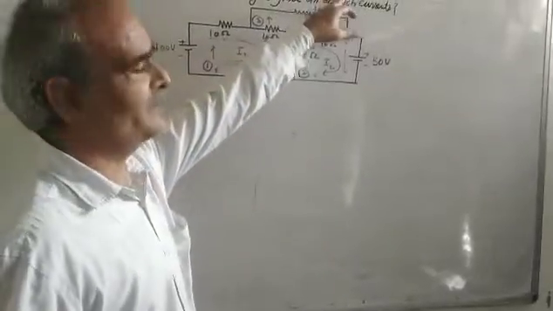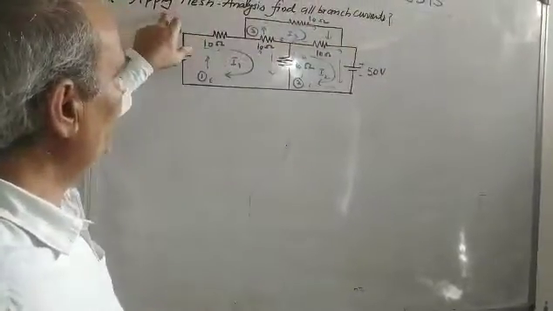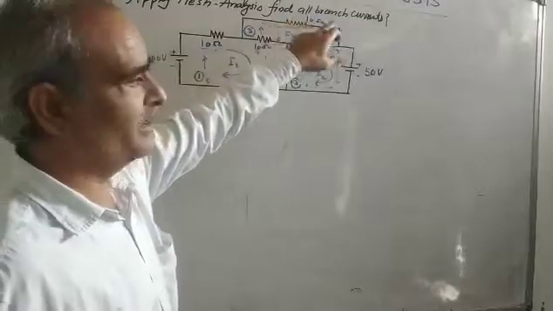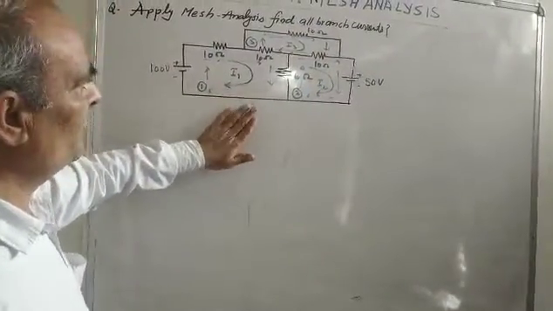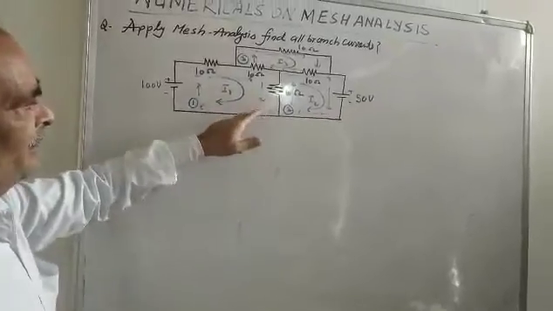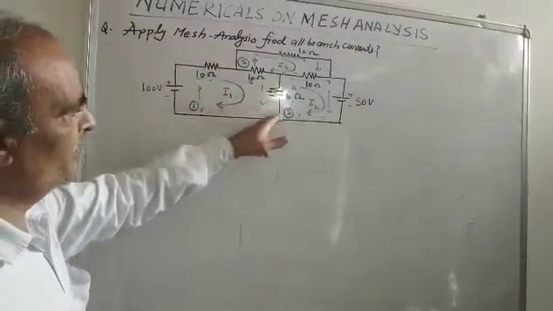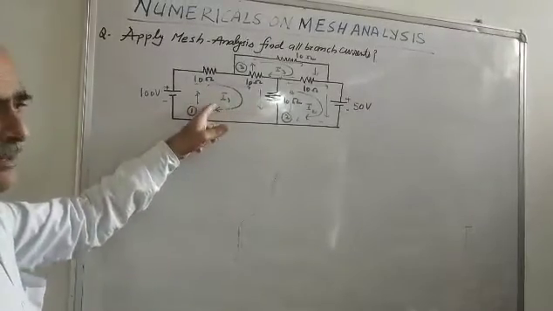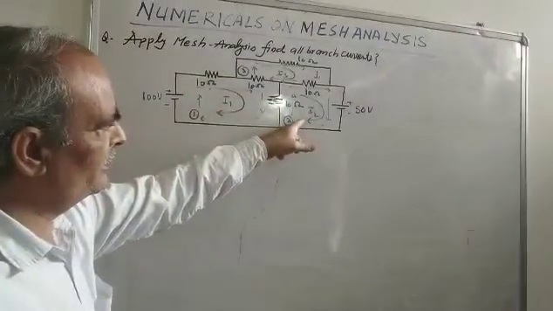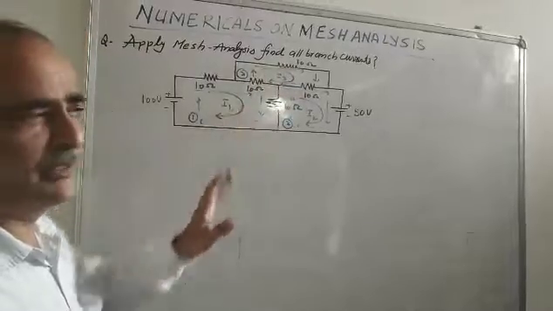Mesh analysis. Apply mesh analysis to find all branch currents in this circuit. There is a 3-loop circuit, and you have to find all the branch currents. There are the first loop, second loop and third loop in this circuit. The first loop current is assumed clockwise, the second is clockwise, and the third current is also assumed clockwise.